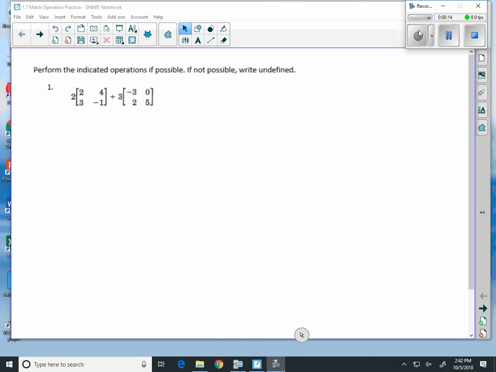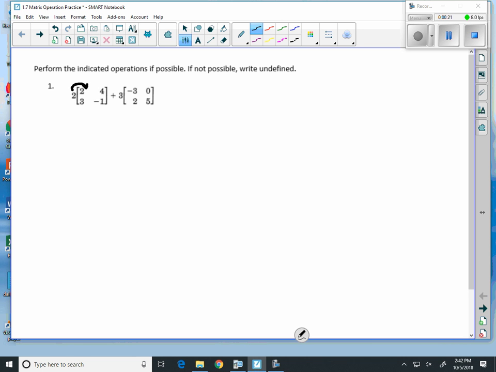So first on number 1, what we would do is kind of like the distributive property. The 2 on the outside here is going to go to everything inside. The 3 is going to go to everything inside here. So it's just multiplication. So if we do 2 times 2, we get 4. 2 times 3, so on and so forth. Keep that addition between the matrices.